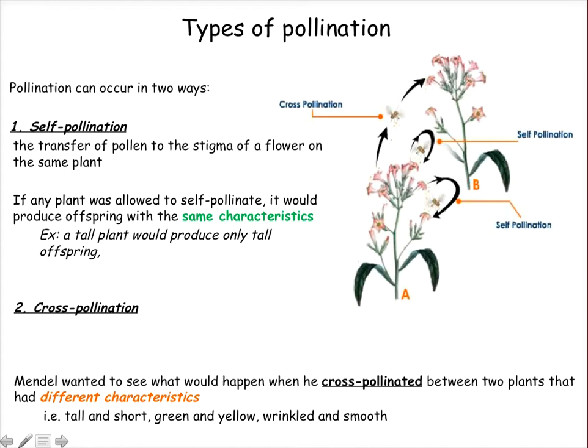And so we can see that here in this example, the pollen would be maybe on this flower, and it's transferred to another flower on the same plant. Or even it can be the pollen from one flower transferred to itself, to its own carpel.